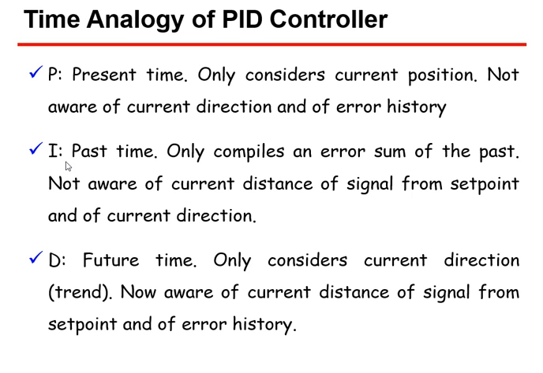But if you see the integral, it is taking care of the past time, it only compiles an error sum of the past, not aware of the current distance of a signal from the set point and the current direction. Okay, so this is the integral fashion. And if you take a derivative, it will take care of the future time, so it only considers current direction or a trend, not aware of the current distance of a signal from set point and of the error history.